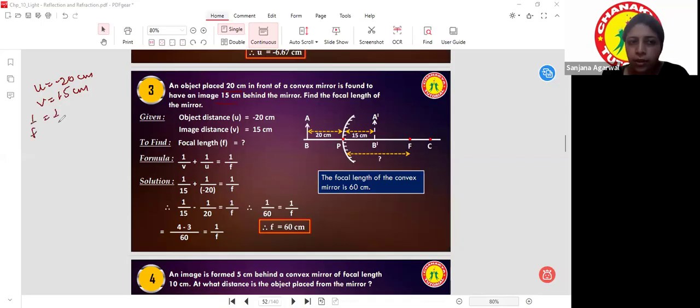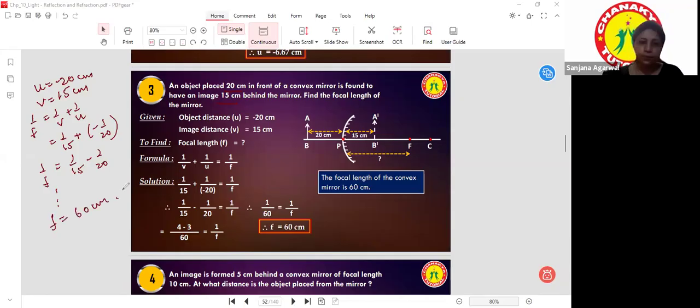Again, simply just apply the formula. 1 by 15 minus of minus 1 by 20. Oh, sorry, I just made a mistake. This is positive. So solve this, simplify the expression, and you will be getting focal length as 60 centimeter.